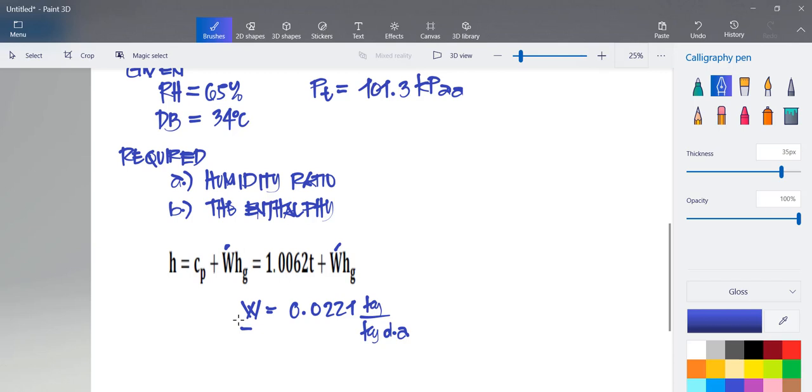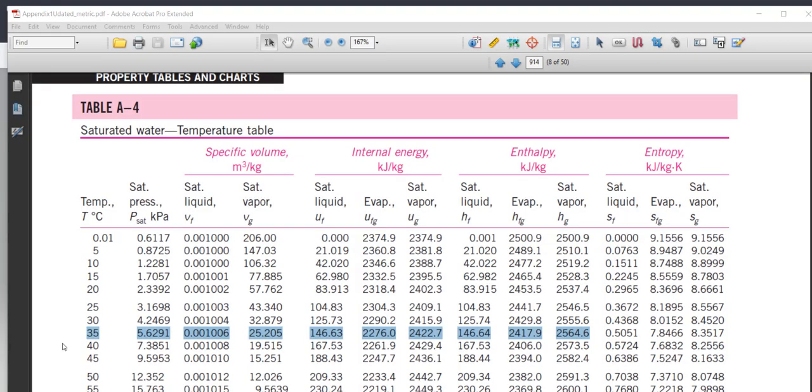Okay? So going back to the steam table, going back again to the steam table. Looking at our steam table, you'll notice here, that will be saturated. Since this is 34, again we have to interpolate.